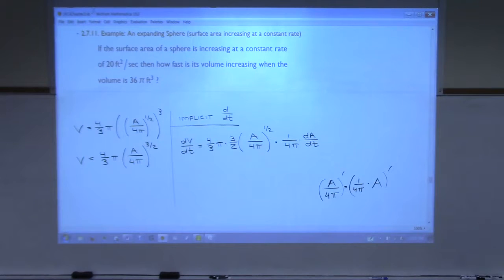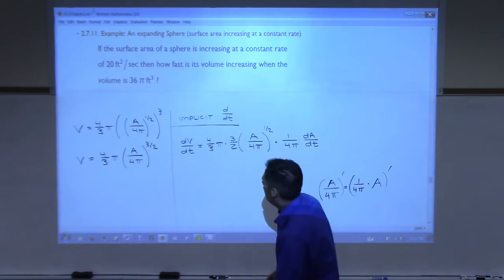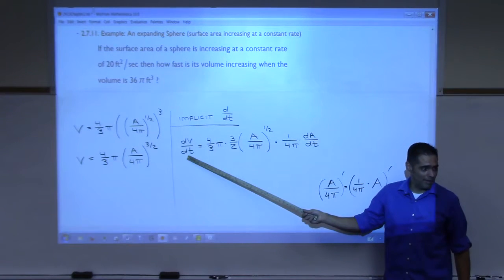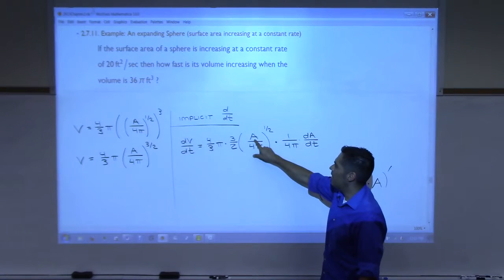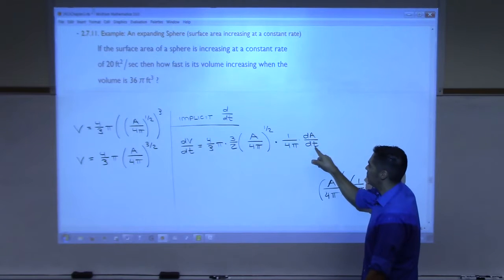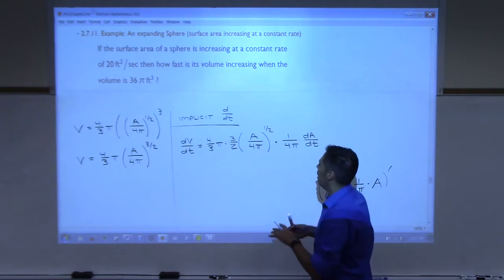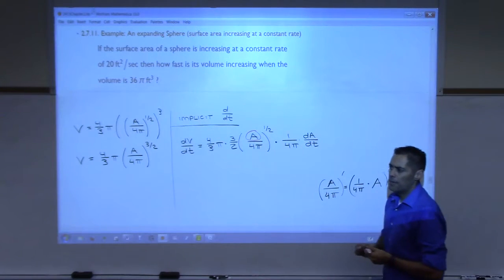Now, we plug in. Let's check to see what we have, okay? I've erased everything. dV/dt is what we're solving for, right? Yeah. Constant, constant, constant, constant. I'm going to need to know what A is. I'm also going to need to know what dA/dt is. Do I know what dA/dt is? Yes. So there is a problem here. I don't know what the area is. So I need to go figure it out.